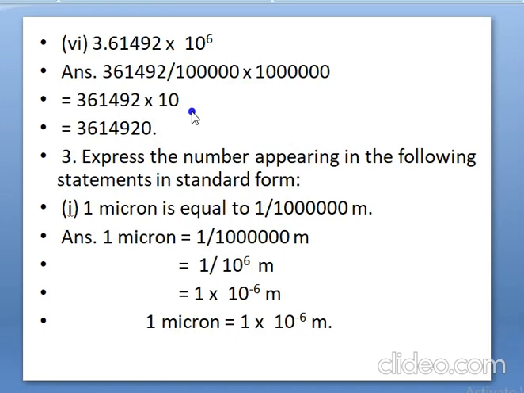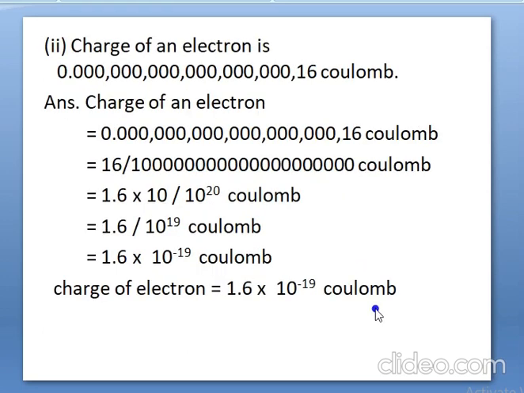Question number 3. Express the numbers appearing in the following statements in standard form. First one is 1 micron is equal to 1 by that number meter. So that is 1 divided by 10 raised to the power 6 meter. As it is in the denominator, 10 to the power 6, when it goes to the numerator, it will become minus 6. So 1 into 10 to the power minus 6 meter. Therefore, 1 micron equals 1 into 10 to the power minus 6 meter.